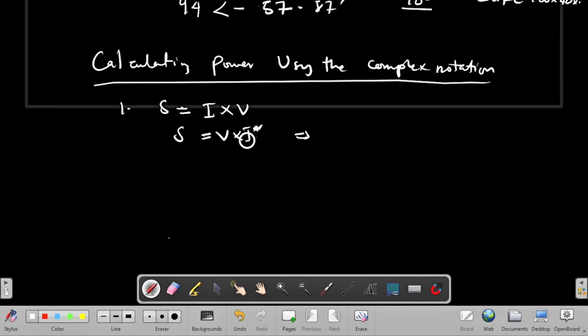The result in the complex domain gives us P plus jQ, where P represents the active power and Q represents the reactive power, as simple as that. So just by calculating your power in the complex domain, you end up getting your active and your reactive power at the same time. So these are some formulas you're supposed to know.